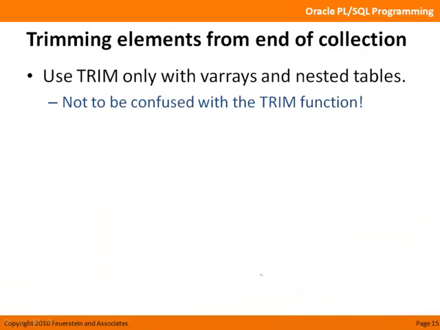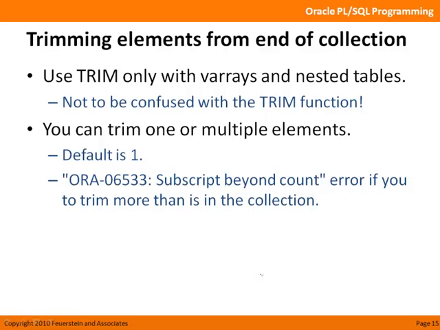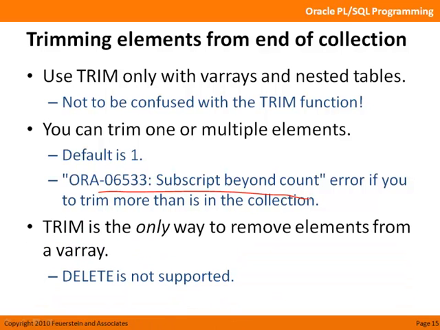Trimming elements from the end of a collection. This is available only with V-arrays and nested tables, and this is different from the trim function, which is a string function that trims leading or trailing characters on a string. You can trim one or multiple elements: get rid of the last element in my list, get rid of the last 10. And if you try to trim more than is in the collection, you'll get the subscript beyond count error. Trim is the only way to remove elements from a V-array. You cannot do a delete.